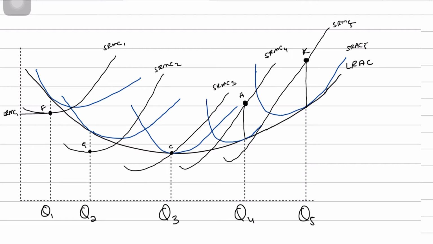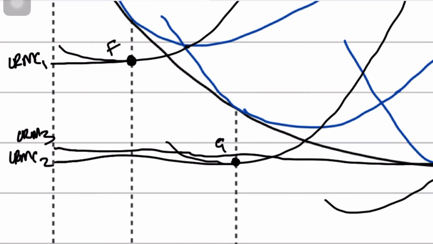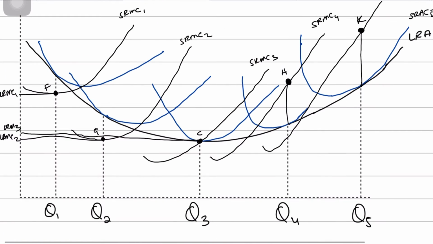So at a quantity of output Q2, which is being produced in the second plant, your long run marginal cost is LRMC2. And then at quantity Q3, this is somewhere your LRMC3, right? This is your LRMC3, and so on and so forth, and your long run marginal cost increases basically.